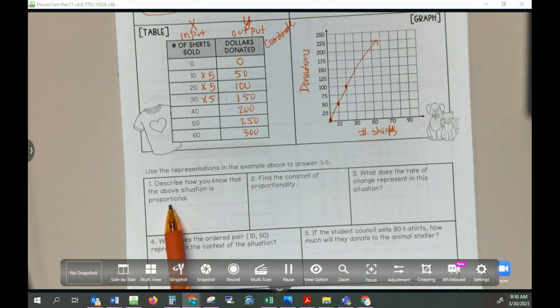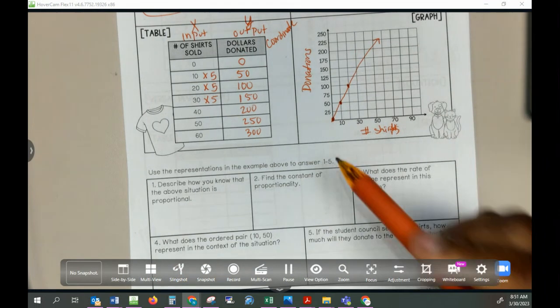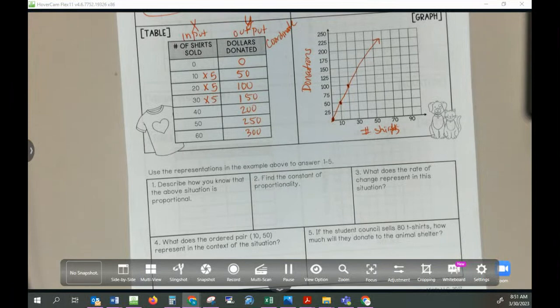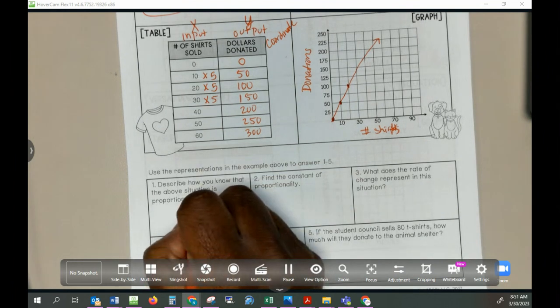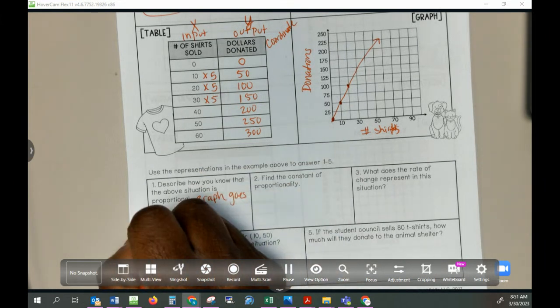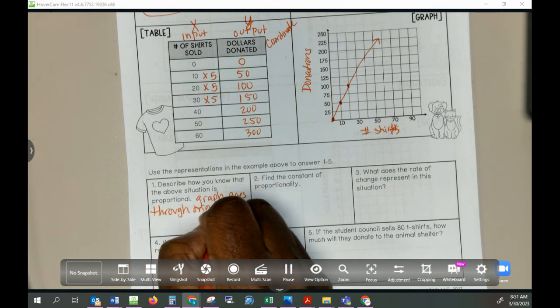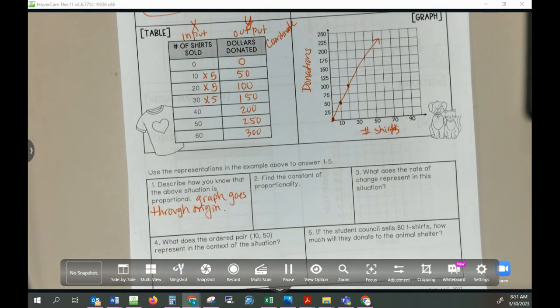So now when we are looking at the questions, it says, describe how you know that the above situation is proportional. Well, there are multiple ways that we can know this is a proportional situation. Can someone share how do we know that this is proportional? Yes, Alex. Right. So the graph goes through the origin.